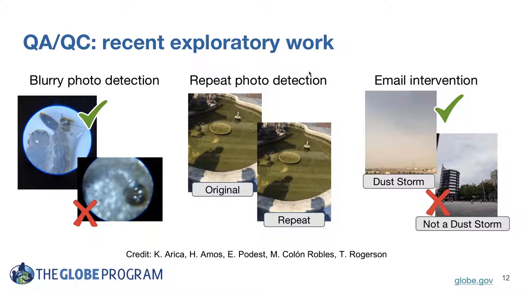Another issue that we have is repeats. I think anyone who has ever run a citizen science project knows that people try to get to the top of a leaderboard. If you're rewarding the top 10, doing shout-outs for the top 10, people will try to hack the system just to get to the top 10. We saw evidence of this with the same photos being submitted again and again. They're not unique photos. It's the same photo being submitted over and over.